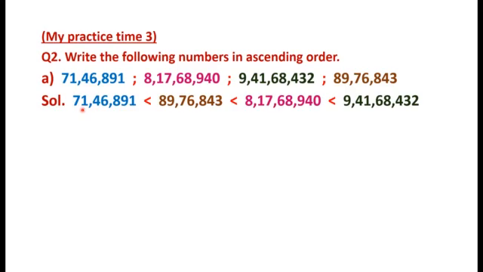So from here we find that the smallest number is this one, 71 lakh 46,891, and then comes the second number which has 7 digits, that is 89 lakh 76,843. Then from the other two, both have 8 digits, and when we compare from the left hand side, here it is 8 and here it is 9. So this one is the smaller number among these two. So after this we have written 8 crore 17 lakh 68,940, and after that the largest number among all four is 9 crore 41 lakh 68,432.